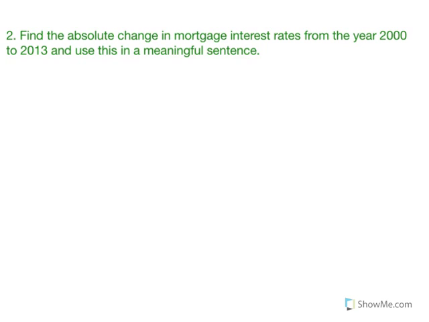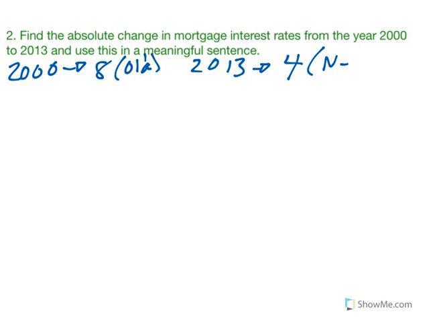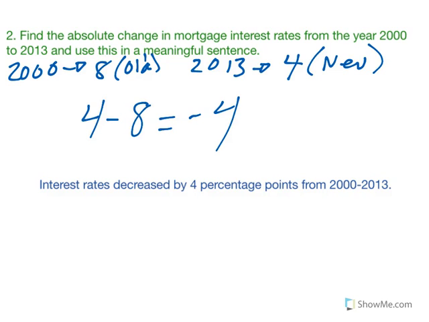Now, in number 2, you have to estimate, and so you might have estimated a little bit differently than I did, but for the year 2000, I used 8, and that's old. And then for 2013, I used 4, and that is new. So the absolute change, new minus old, I've got negative 4. In my meaningful sentence: interest rates decreased by 4 percentage points from 2000 to 2013.